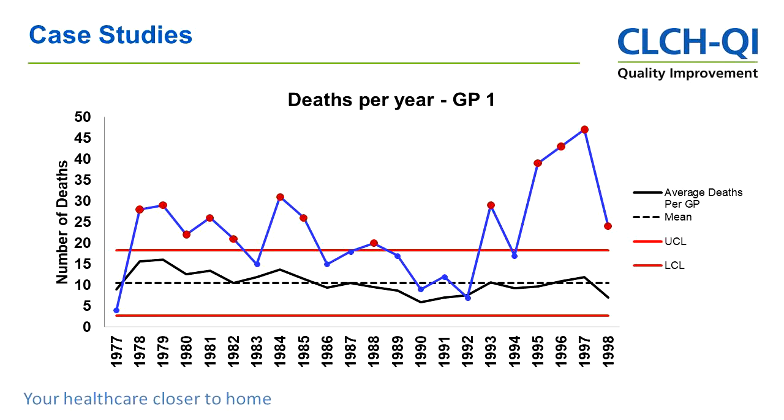As well as that, there is also a shift. And what we mean by that is 8 or more consecutive points above the mean. In this case, there are many points consecutively above the mean. Now, why might this be? It could be that this GP has a specialist interest in palliative medicine and so sees patients nearing the end of their life, and therefore that would make sense that they see a higher number of deaths per year.